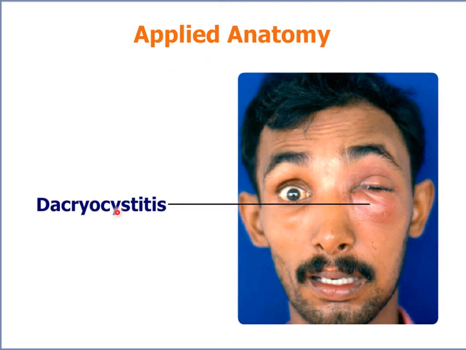Then we have the other condition, dacryocystitis. It is nothing but the inflammation of the lacrimal sac. So there is epiphora happening in case of dacryocystitis. Okay. So with this we have finished in detail about the components of the lacrimal apparatus. Thank you very much.